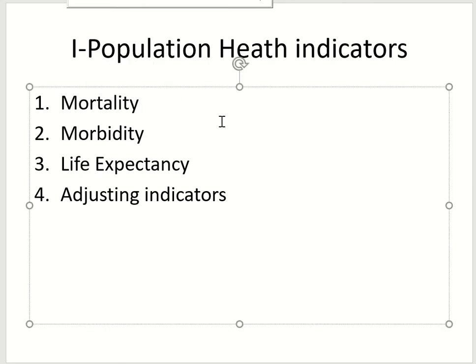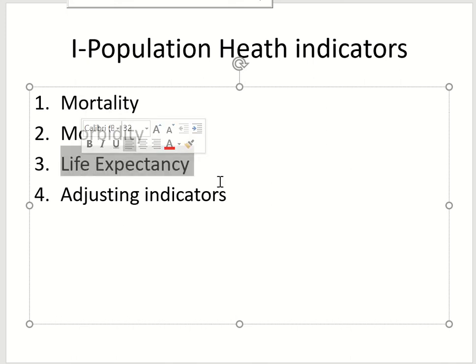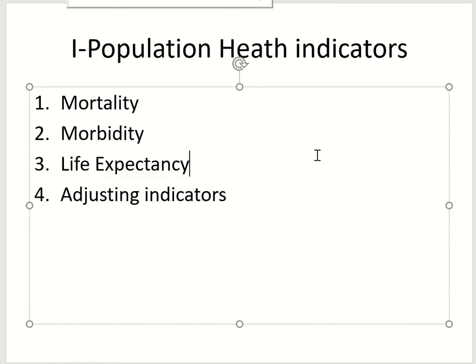And therefore, we're going to talk about two major indicators: measures of mortality and morbidity. Then we're going to focus a little bit on life expectancy, what it is and how it's calculated. And also we're going to talk about adjusting indicators, namely for age distribution, because you will see a lot of indicators out there that are said to be adjusted for age and sex distribution. So what does it mean? We'll come to that in a bit.